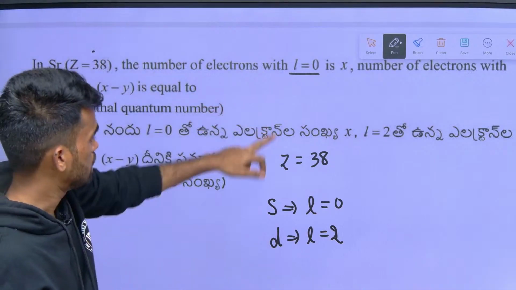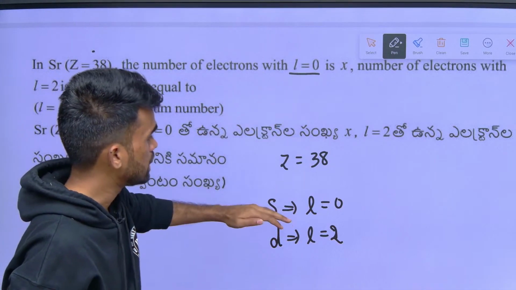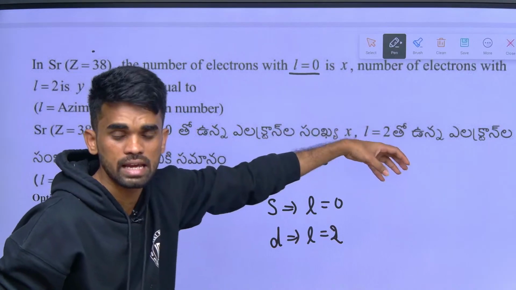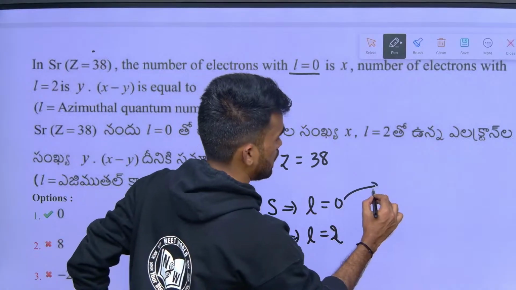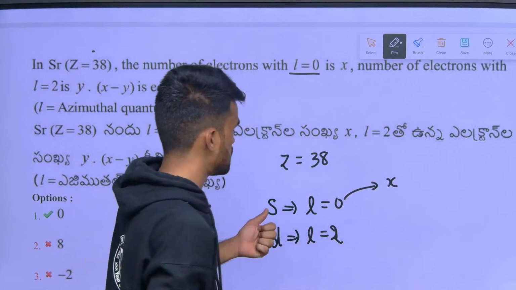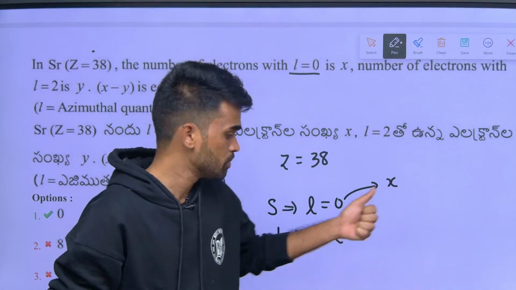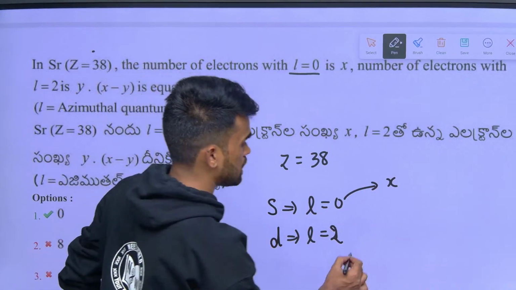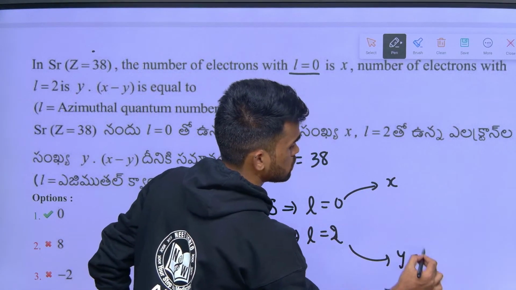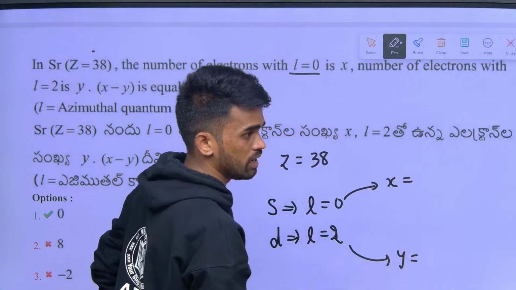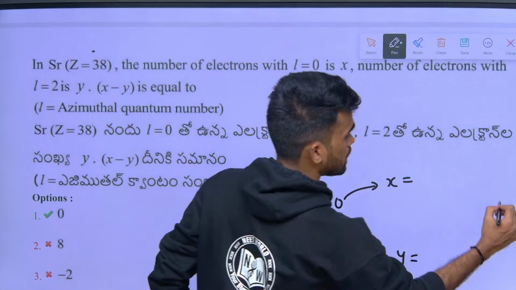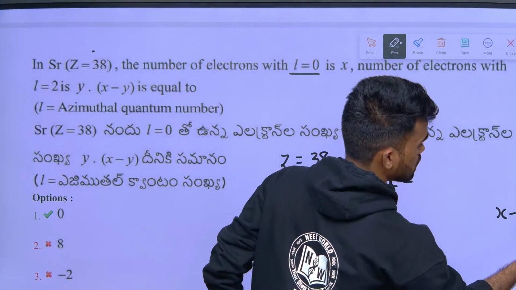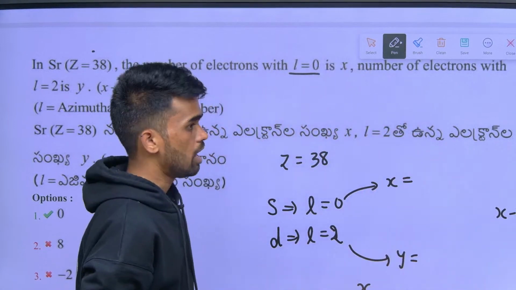So L equals 0 is for s, which means the electrons in s orbitals. The total number of electrons in s orbitals is considered as X, and the total number of electrons in d orbitals is considered as Y. What are the values of X and Y? After finding this, we need to get the value of X minus Y. This is what the question asked.